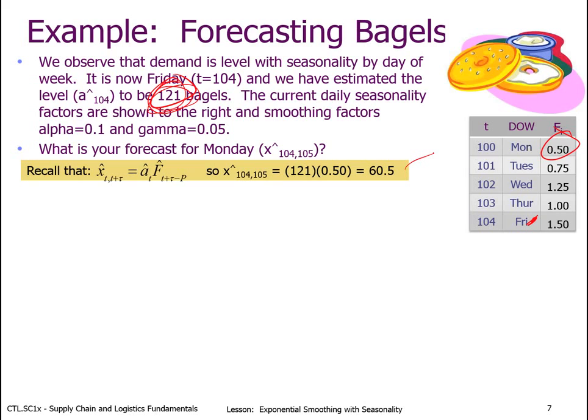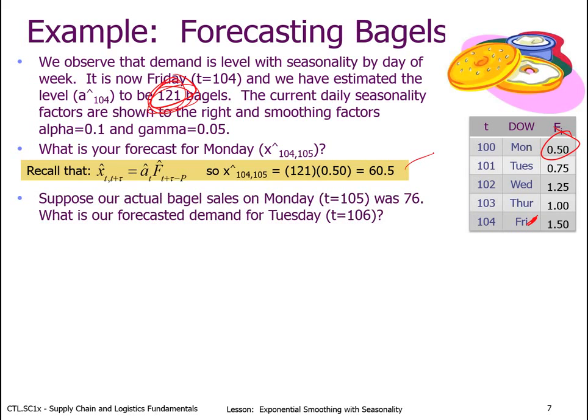That's my forecast. Suppose now Monday happens and you had a bang-up day. You had a great day, you sold 76 bagels. So more than you expected. That's okay, you had extras lying around, you had safety stock. So the question now is, what's your forecasted demand for Tuesday? So I want x hat 105, 106.